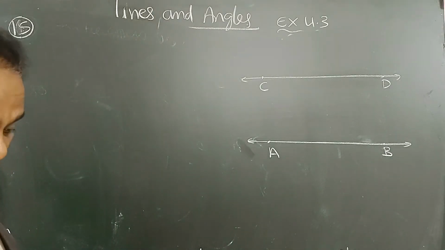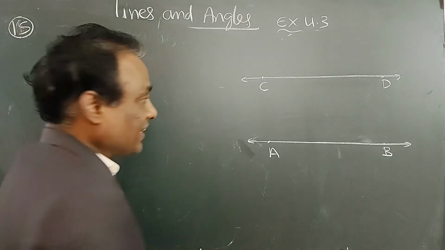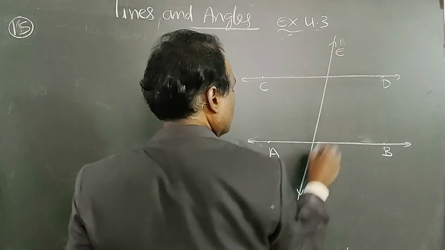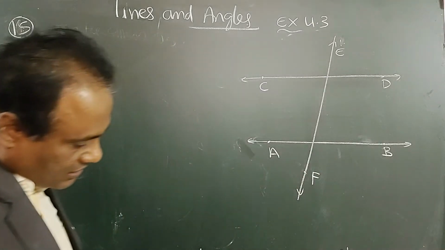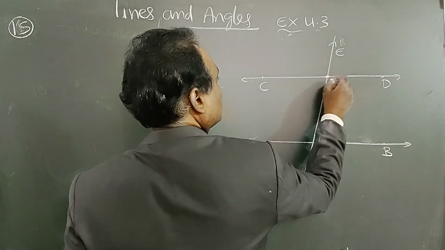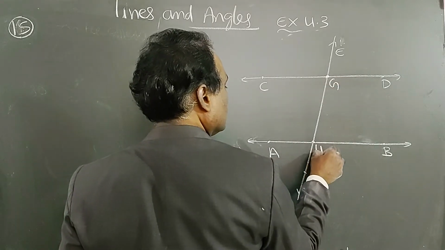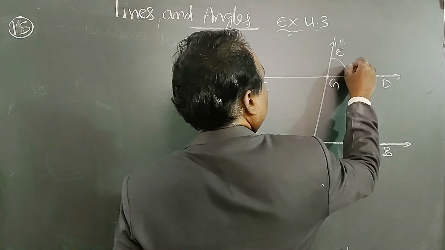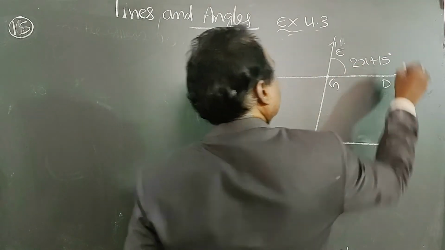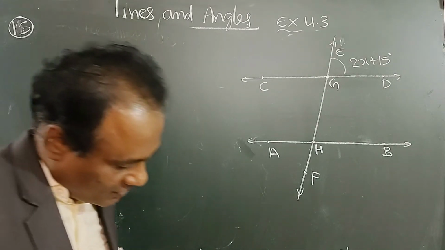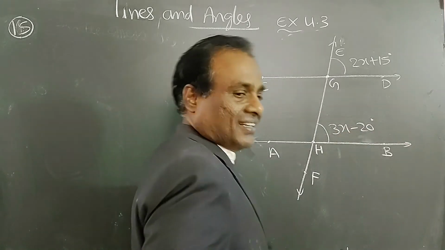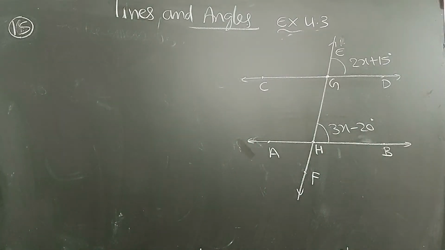AB parallel to CD. EF is a transversal, cutting them at G and H. This is 2x plus 15. This is 3x minus 20. Students, write down the problem: 2x plus 15, 3x minus 20. That's all.